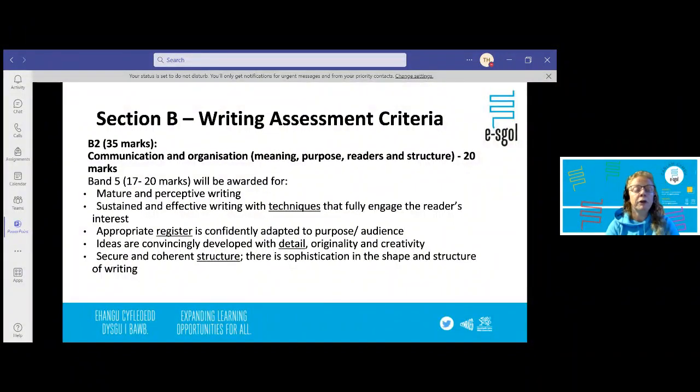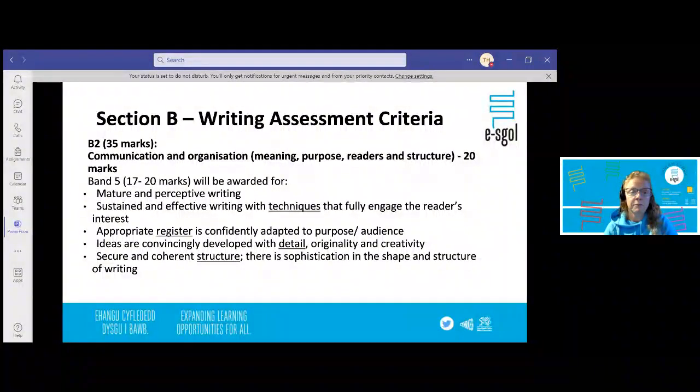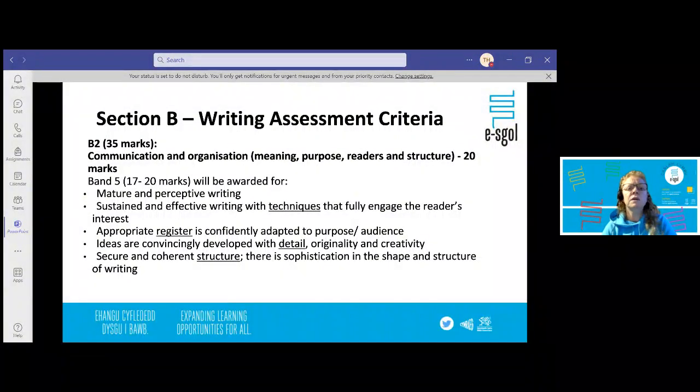Okay, so Band 5, it's mature, it's perceptive. It's sustained, which means you're going to make a nice long response. You're going to have techniques that engage the reader.